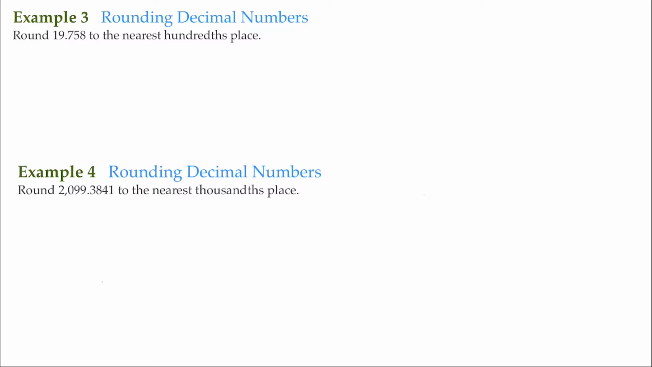Here is round 19.758 to the nearest hundredths place. And let me just point out a couple of things. Again, we want to go to the nearest. And notice this "ths." For decimals, we will put on this hundredths. That's how this is pronounced, as opposed to if we were rounding whole numbers, it would just be the hundreds.